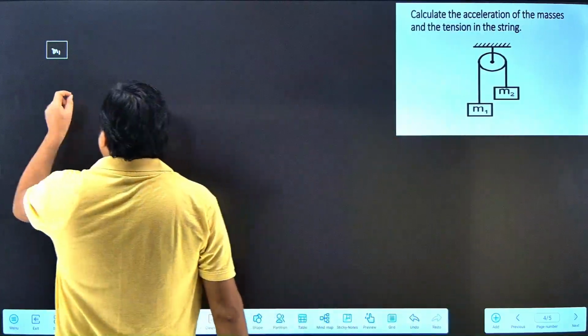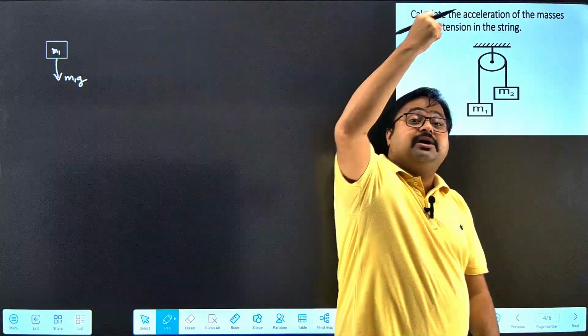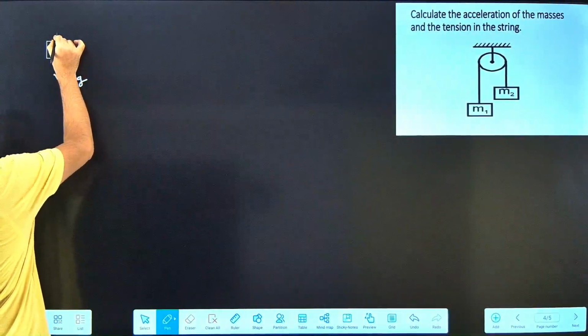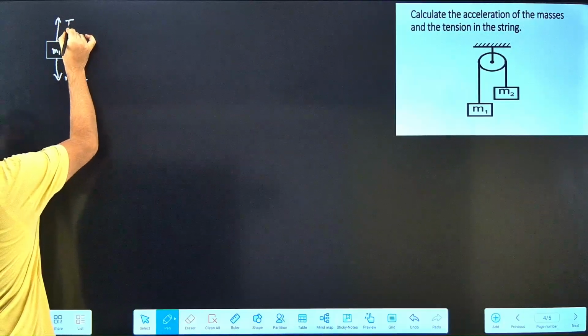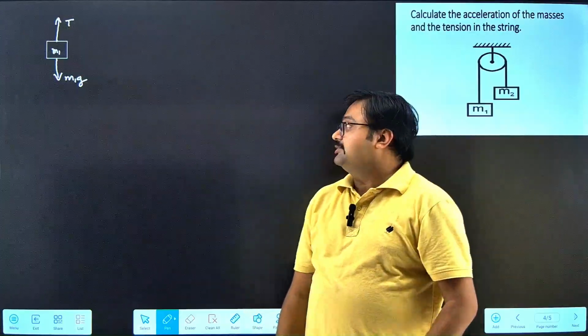So let me draw the free body diagram of mass M1. We have the weight acting in the downward direction. So I'd like to call that M1 into G. That's the weight acting in the downward direction. The mass M1 is being held by a rope, and what force exists in a rope? It's called tension. The tension acts in the upward direction, so that's T. Those are the only two forces acting on this particular mass right now.